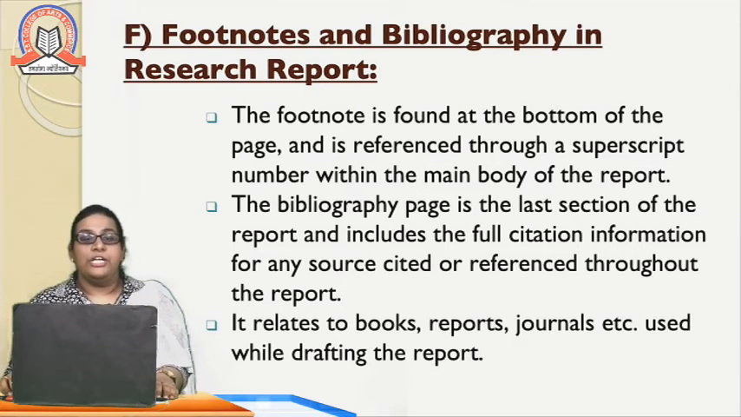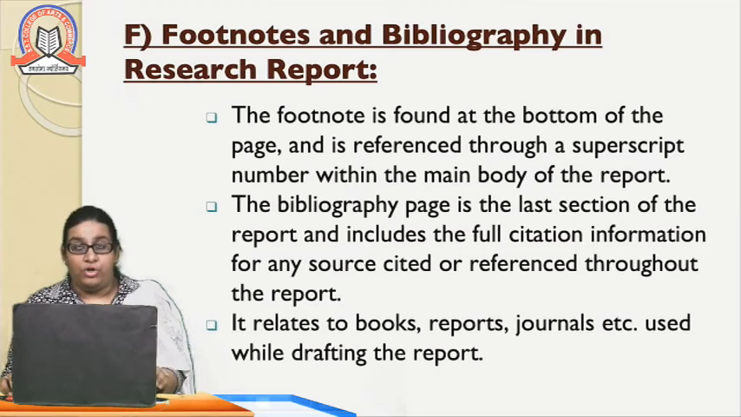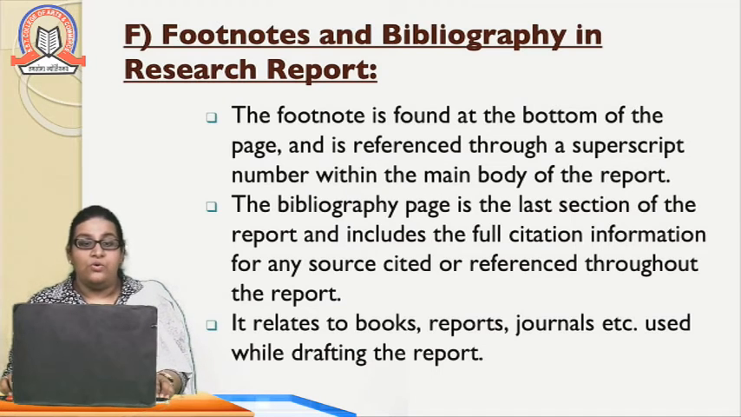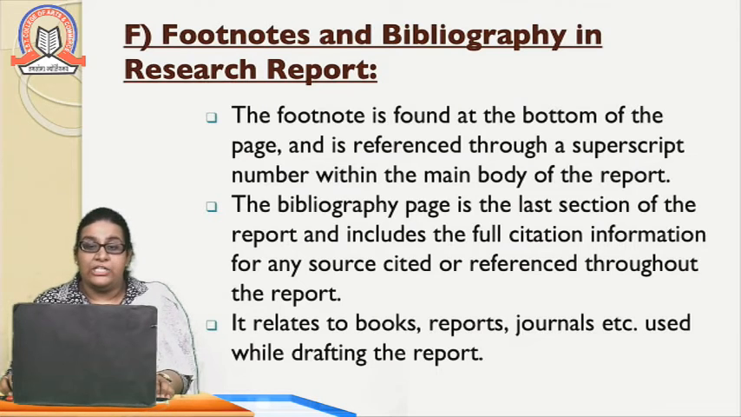Then next is footnotes and bibliography in the research report. So footnotes are included at the bottom of the research report, and it is referenced through a superscript number within the main body of the report. So footnote includes some technical words we can explain. And we can include some footnotes in our research report to explain some terms or give some extra detail about the report. And the bibliography page is the last section of the report and includes the full citation information for any source cited or referenced throughout the report.